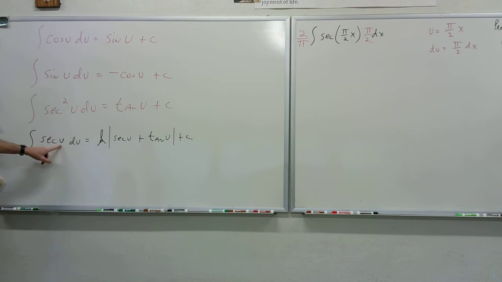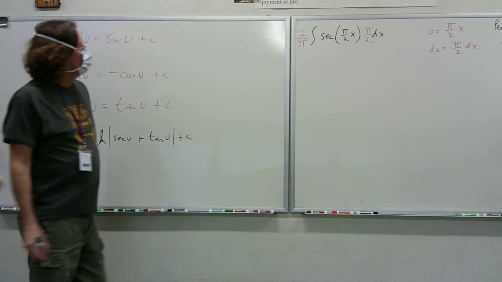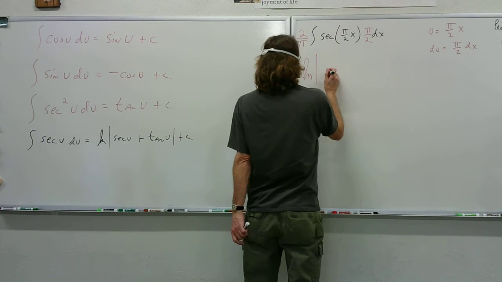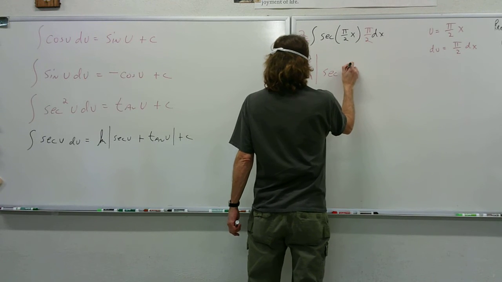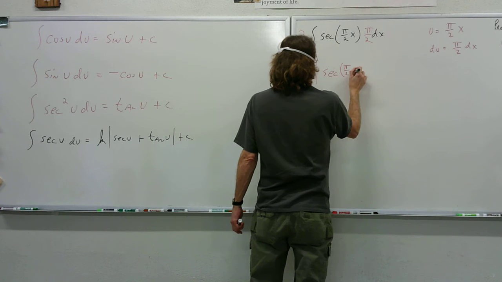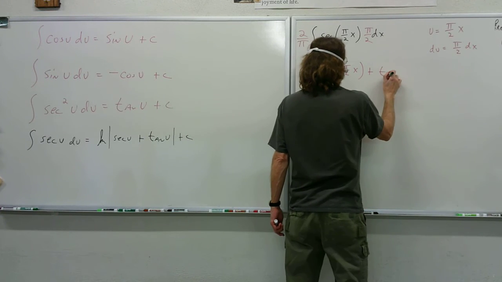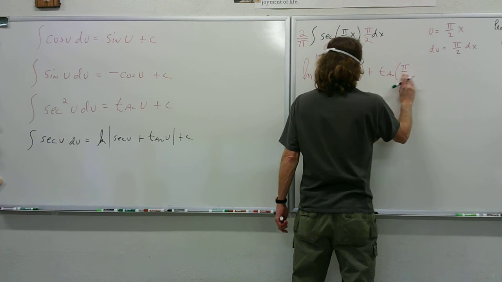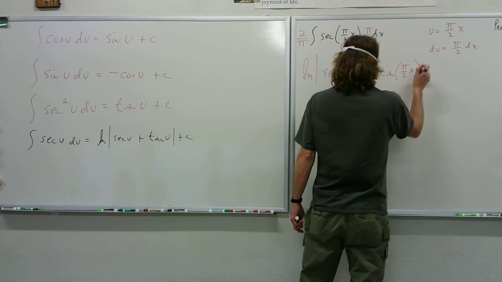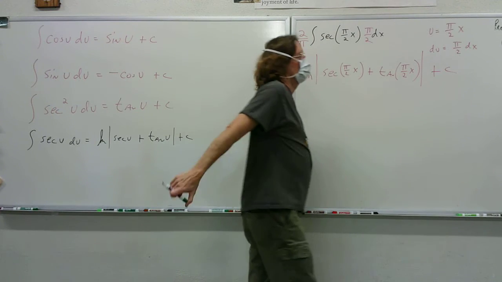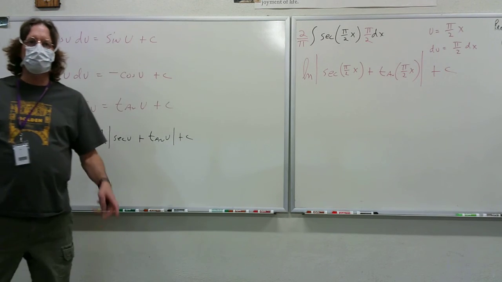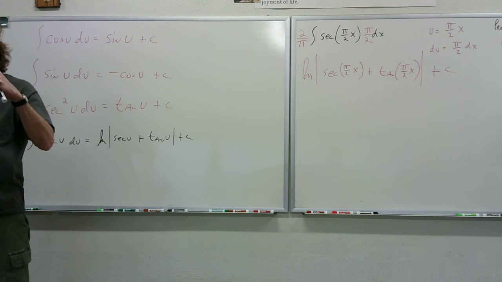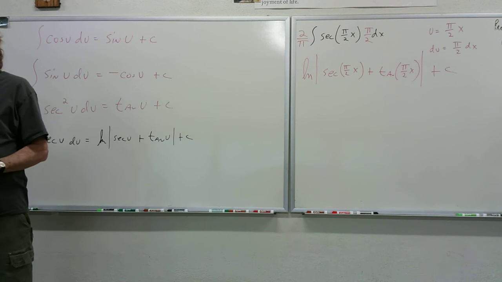The integral of secant u du is the natural log, absolute values, of secant u plus tangent u plus c. So what we're trying to do is get you to where you recognize a u and a du, and then you can integrate it.